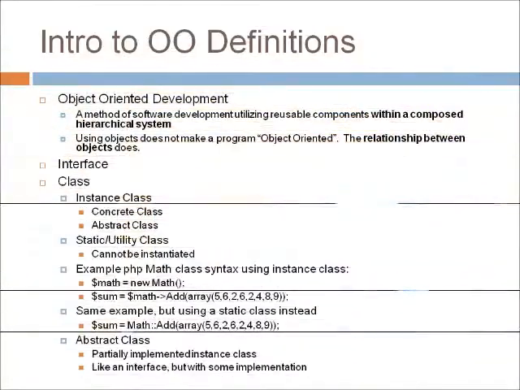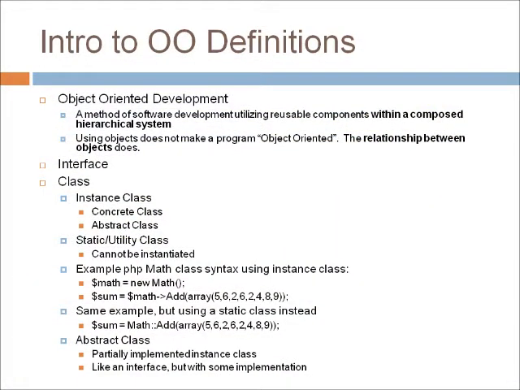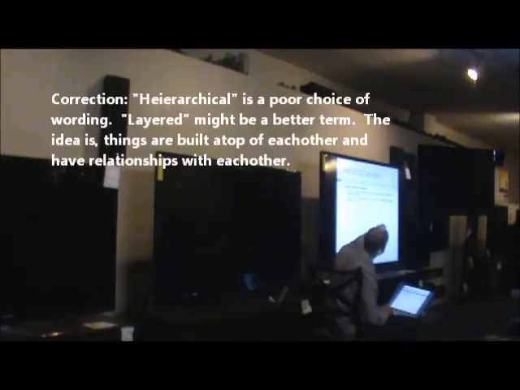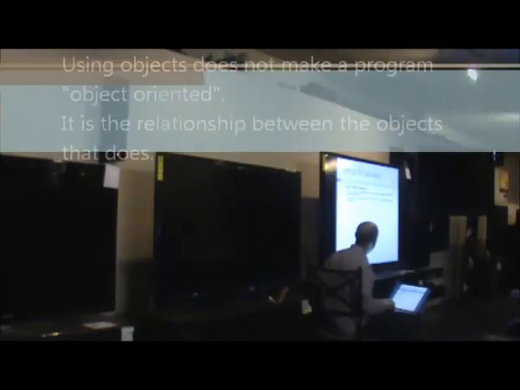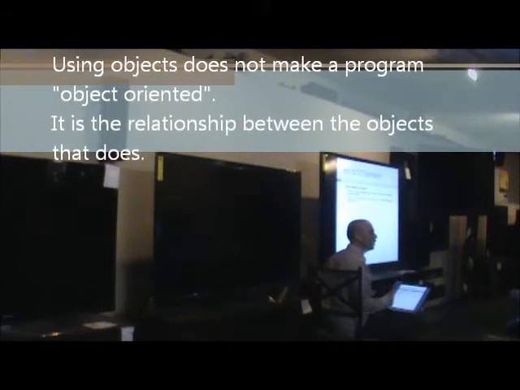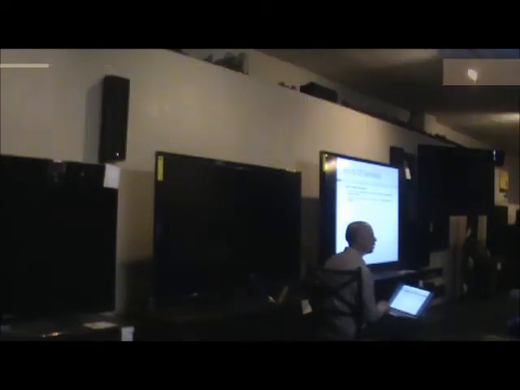So I provide a definition for object-oriented development that I think is accurate. A method of software development utilizing reusable components, that's most people's definition in the PHP world, but then append to that: within a composed hierarchical system. That's very important. And if you look at the next line, it says, using objects doesn't make a program object-oriented. It's the relationship between the objects. The way you structure the objects, how they are able to communicate with each other, that is what makes an object-oriented system.